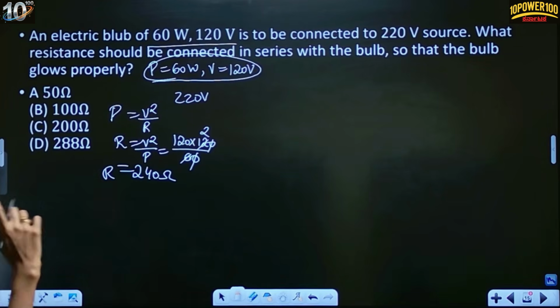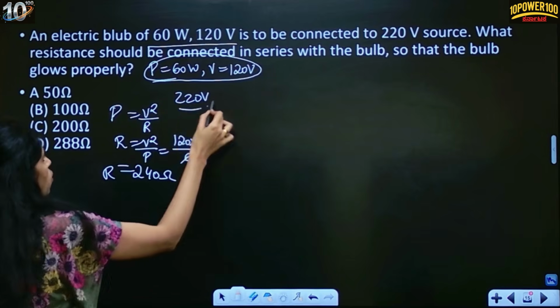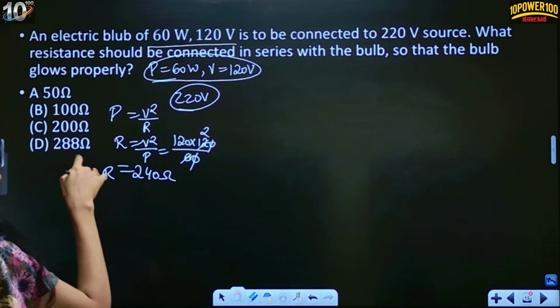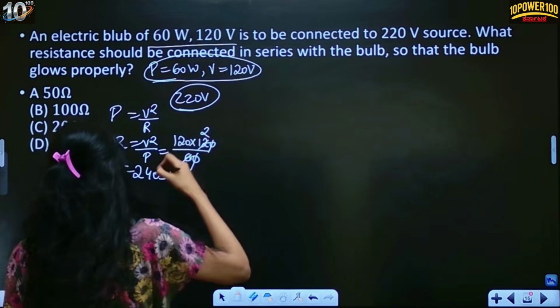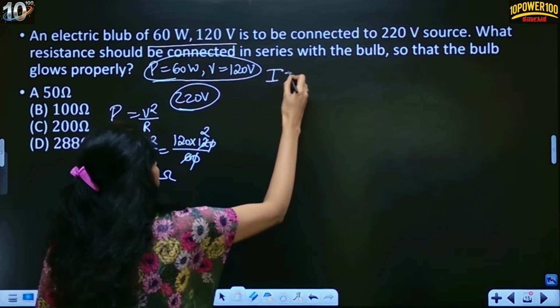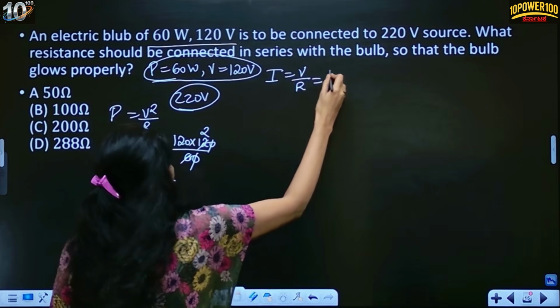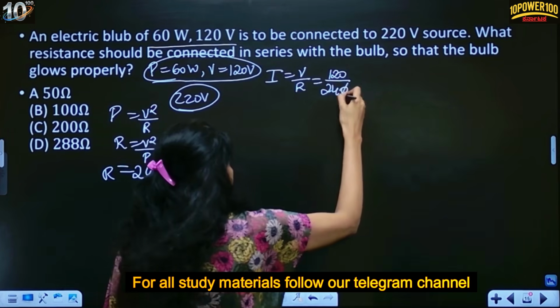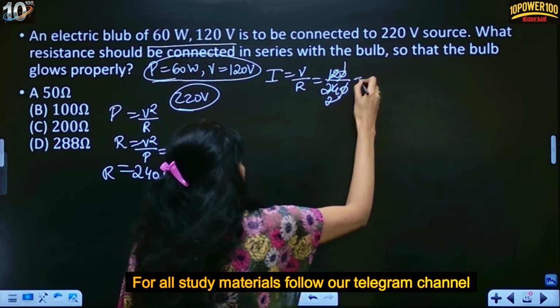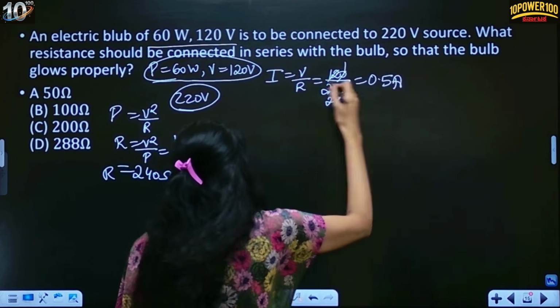Now find the total resistance. You have a total voltage, right? So find the current. What's the current going through this? R is this, V is this. So I equals what? V by R. So V is 120 and resistance is 240, so 12 by 24, so you will get 0.5 ampere. So you found the current.